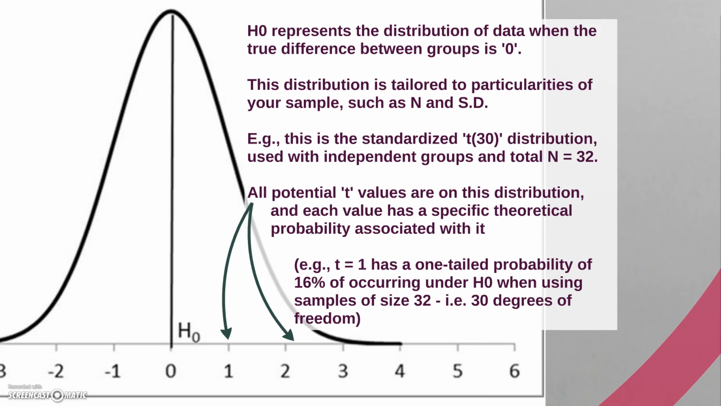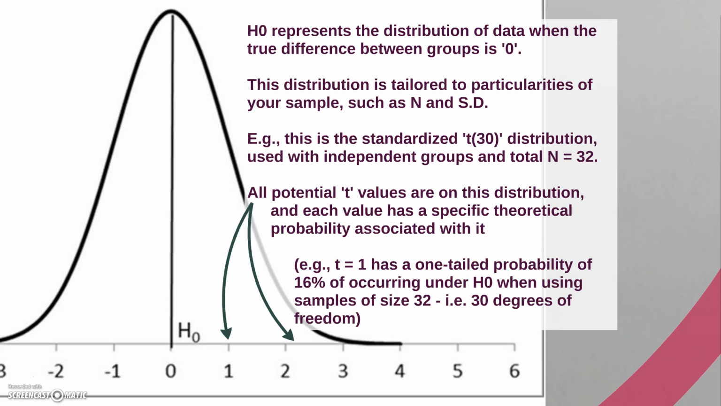And this distribution is a particular distribution. It has been generated partly from information from your sample, and also from other theoretical information. From your sample it gets information such as the sample size, which will be transformed into the degrees of freedom and standard deviations in order to standardize the distribution. Alright. So in our case, the distribution that we will be using for interpreting our research data will be a t-distribution with 30 degrees of freedom.